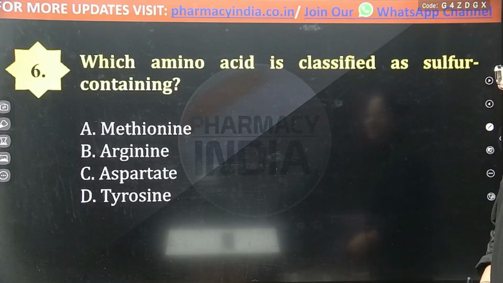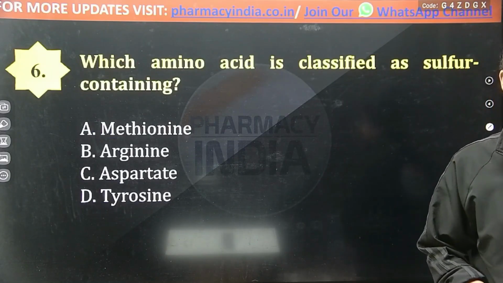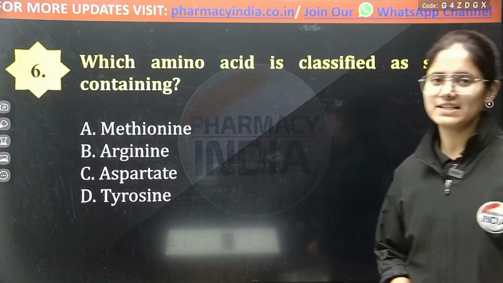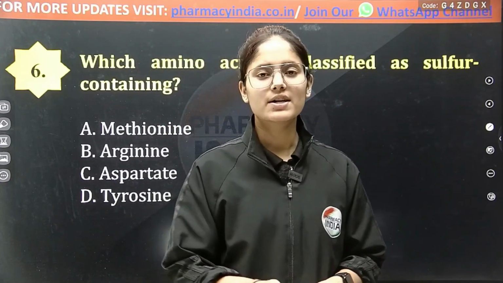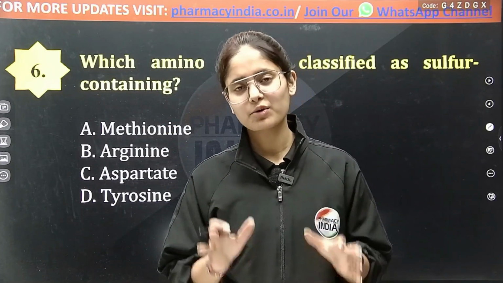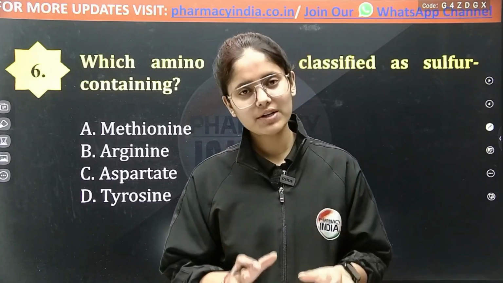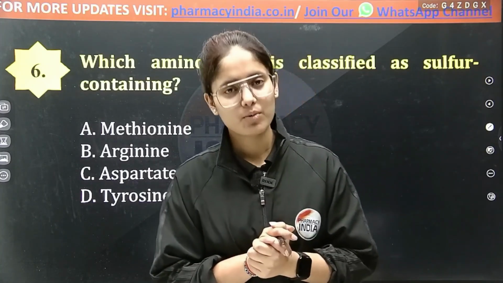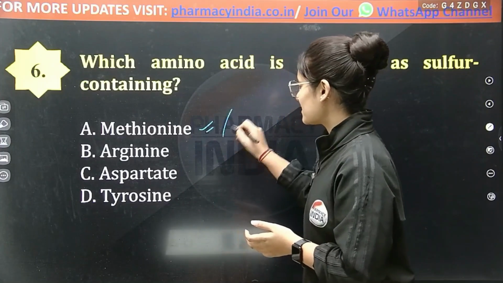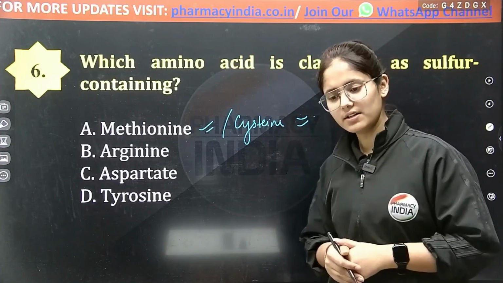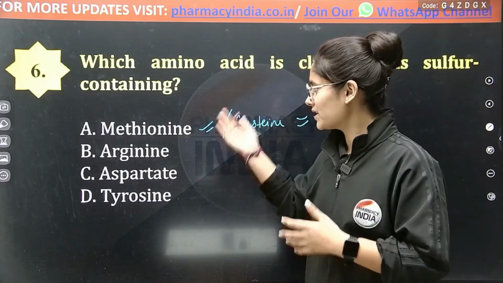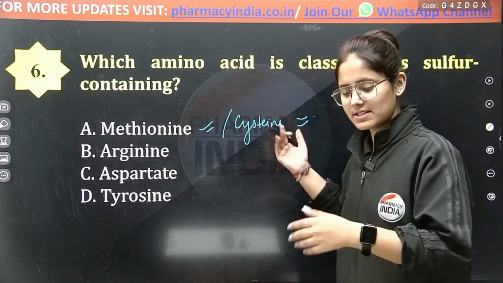Which amino acid is classified as sulfur containing? This is a very easy, very simple question. Basically you have to remember that out of 20 amino acids, only 2 contain sulfur in their side chain. One is methionine and the second is cysteine. Clear? So the correct option is either methionine or cysteine.